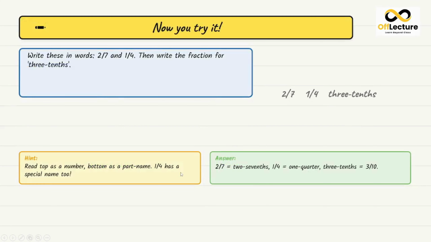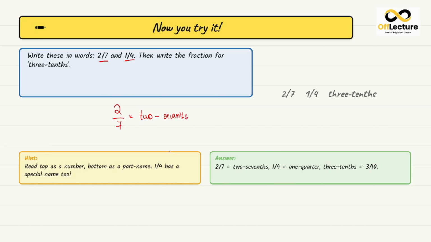Now you have to try it. Write these in words: 2 by 7 and 1 by 4. Then write the fraction for 3 tenths. So for 2 by 7, the 2 will come as it is. Then 7 will be sevenths. And since the numerator is not equal to 1, we will add s to it. So it will become 2 sevenths.